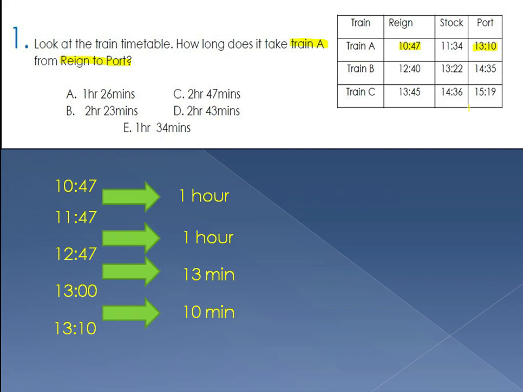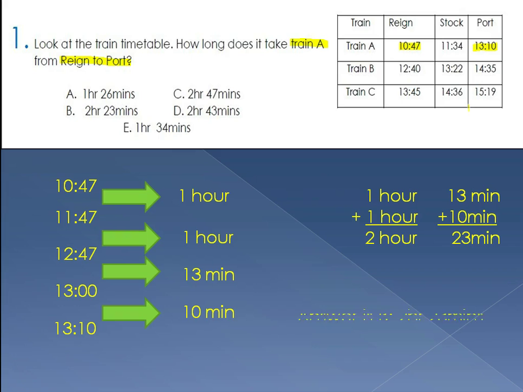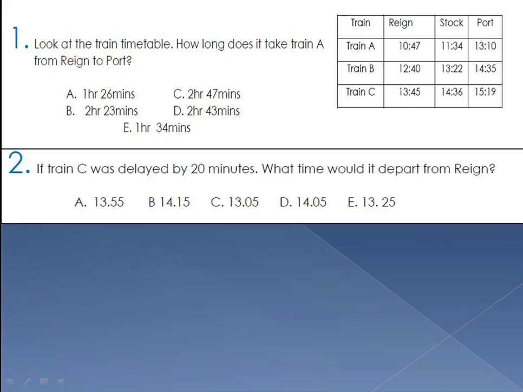So all we have to do now is count up the hours and the minutes that have gone by. The hours make 2 hours, and we count up the minutes, 13 minutes plus 10 minutes is 23 minutes. So the answer has to be B, 2 hours 23 minutes. Okay, let's have a look at the next question.